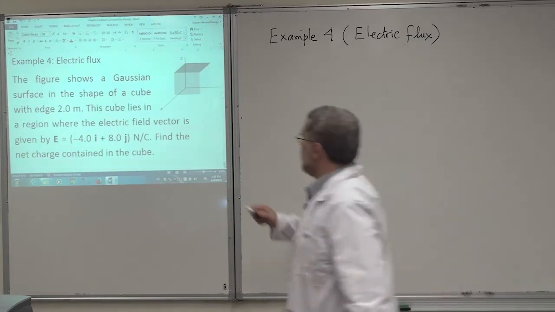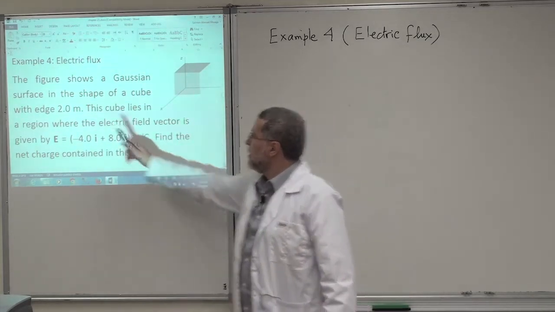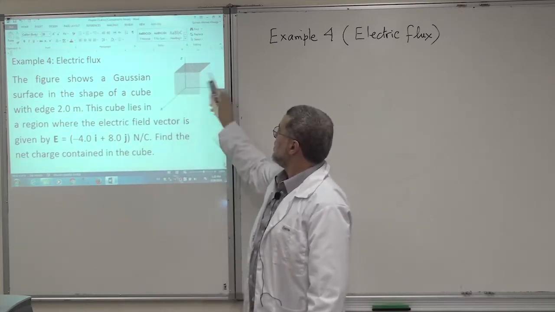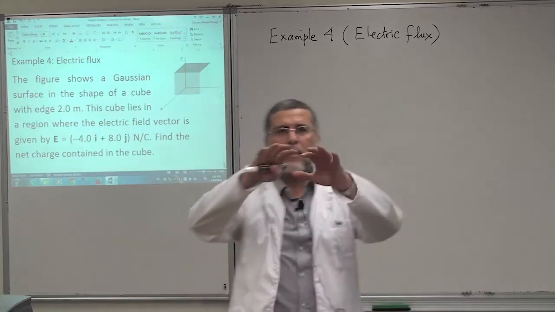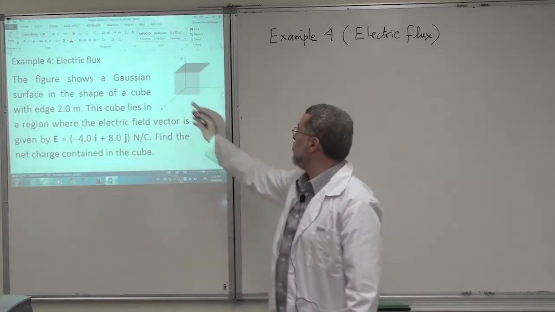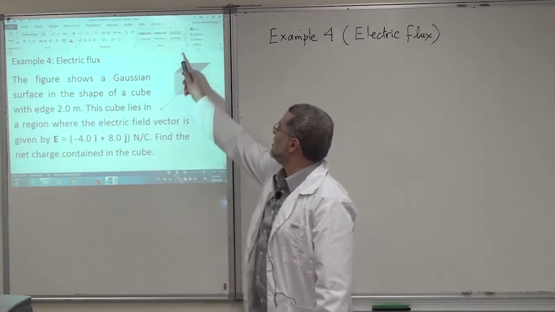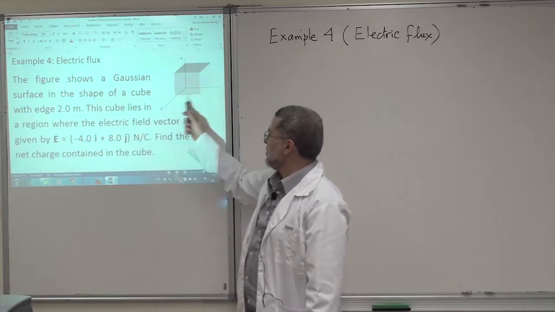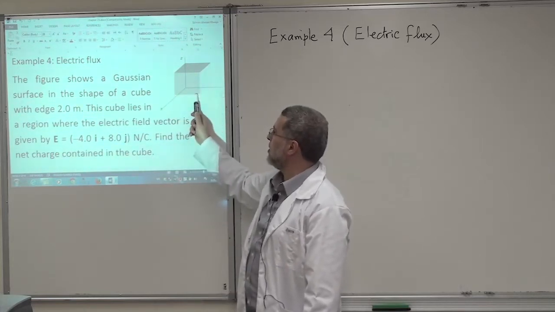So this problem says the figure shows a Gaussian surface. This surface is Gaussian. It is not a real surface, but an imaginary surface which has the form of a cube. You can see the X, Y, Z axes. It has an edge of 2 meters, so each face has an area of 4 meters squared, and so on.